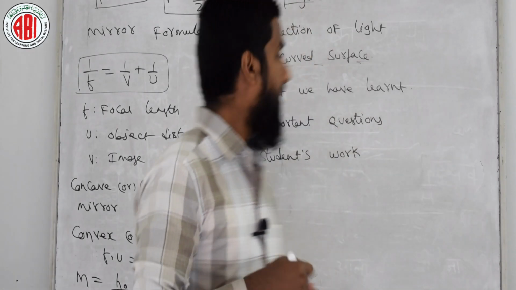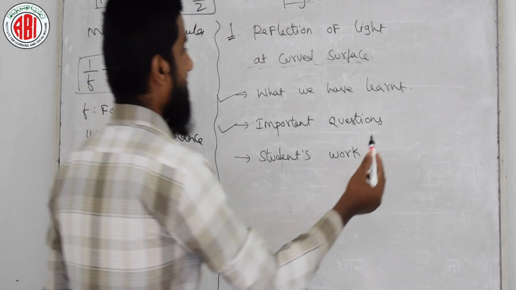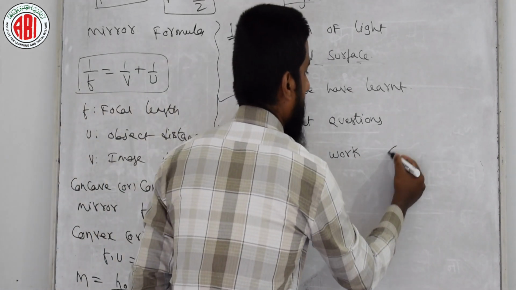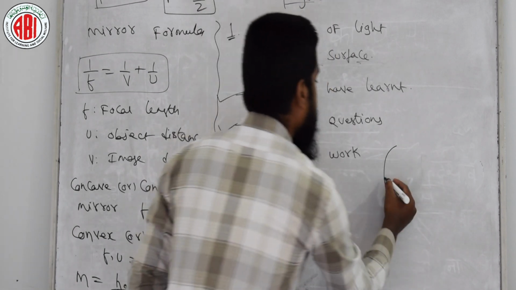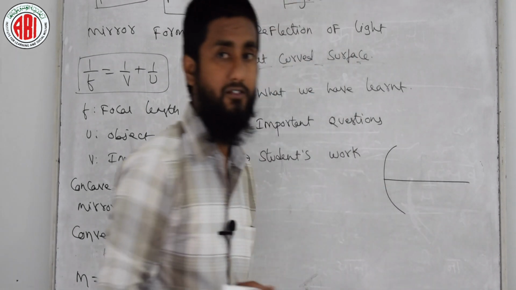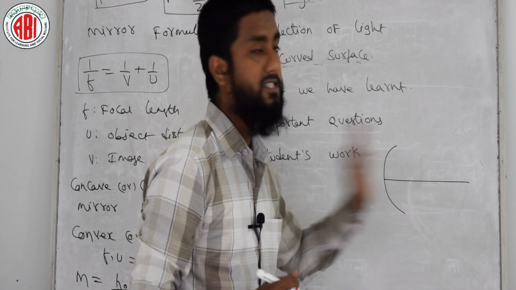First you need to draw the concave mirror. Hope you can see this part of the board. Okay, this is a concave mirror. So this is the principal axis. Done? Have you done? This is the concave mirror, this is the principal axis.